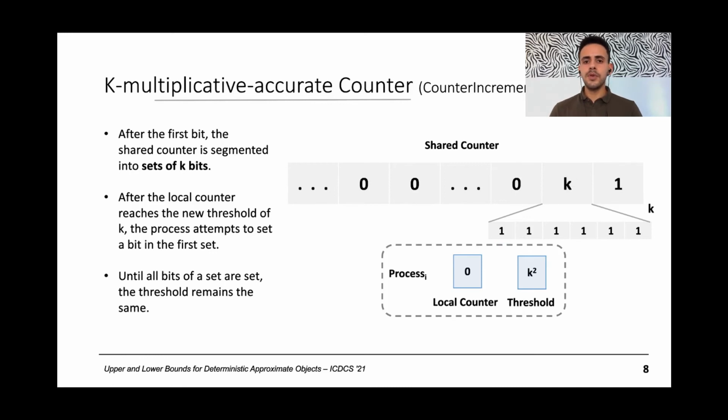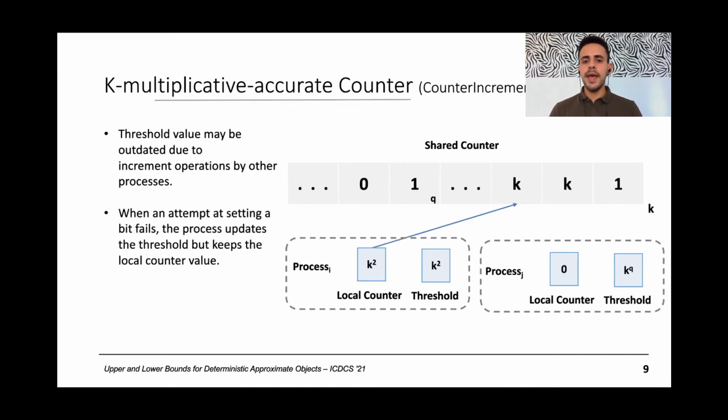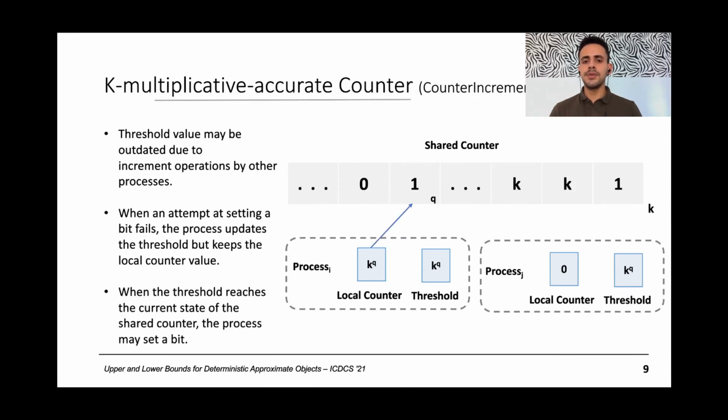And since multiple processes can execute counter increment operations concurrently, it is possible that the value of the threshold stored by a process becomes obsolete. And when that happens, a process with an old value of threshold will attempt to write a bit in a set where no longer any available bits exist. And at that point, the process will keep the value of the local counter the same and only update the value of the threshold by a factor of k at a time. And this continues until the process reaches the most recent set, and at that point, it will be able to write a bit and reset the value of its local counter.